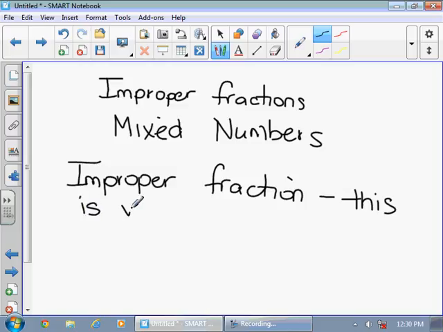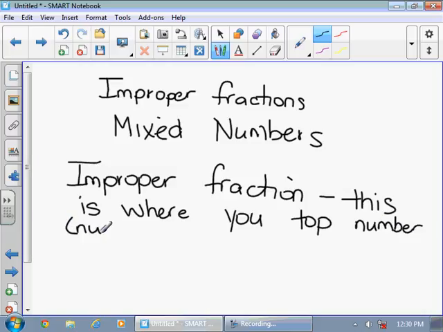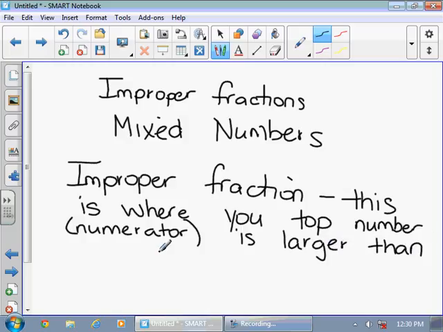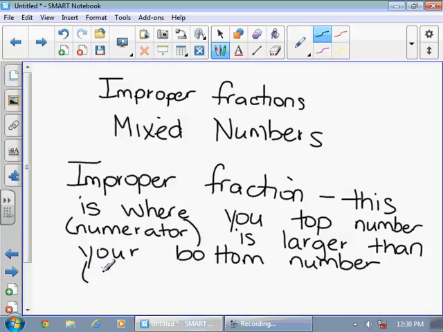This is where your top number, your numerator, is larger than your bottom number. Remember, your bottom number is the denominator.